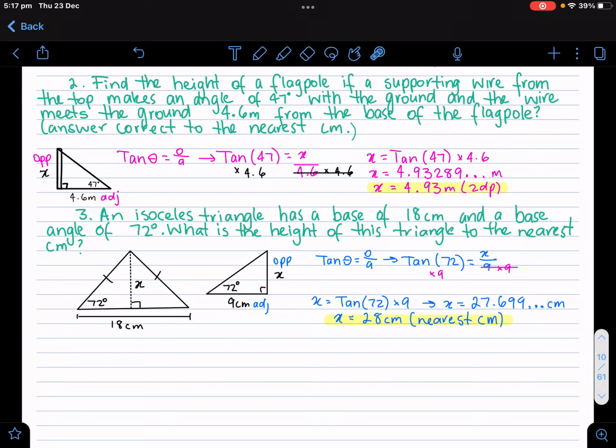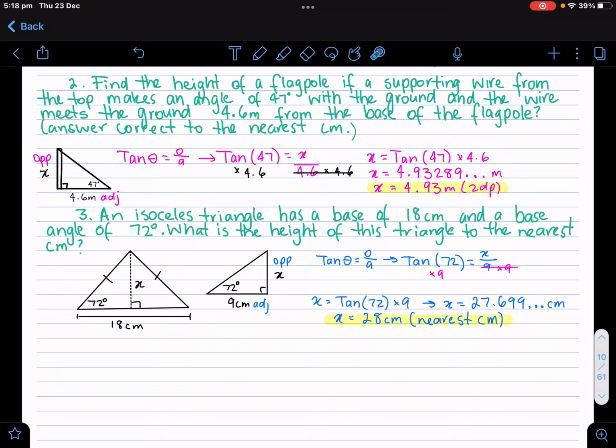Now when I chuck that in a calculator, again, I get a decimal that doesn't terminate, or a whole integer. So I need to round that off. But what did the question ask me to round off to? Again, the question asked me correct to the nearest centimeter. So I look at that 2, and that remains as a 3. So the height of the flagpole is approximately 4.93 meters, correct to 2 decimal places.